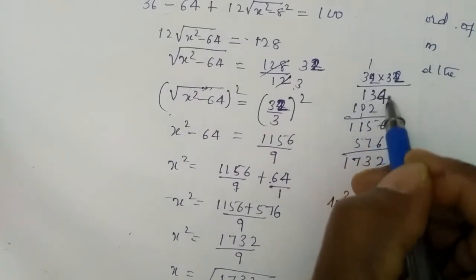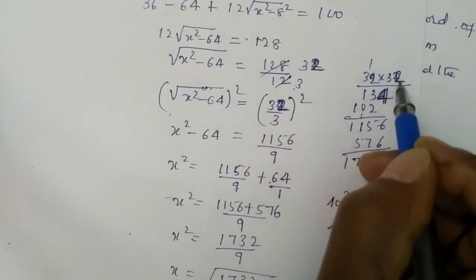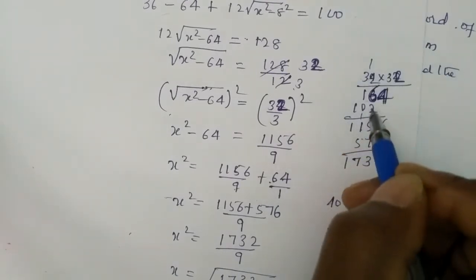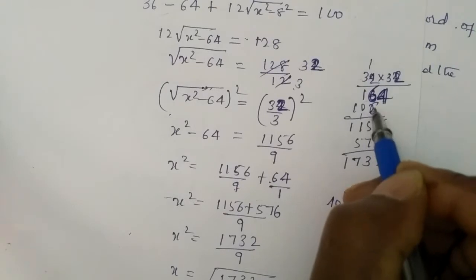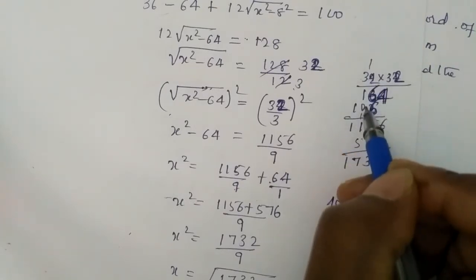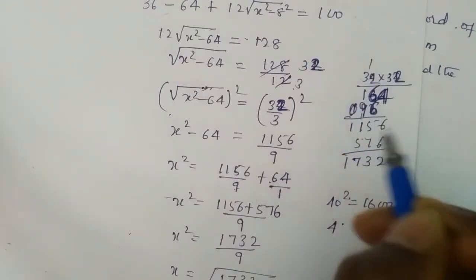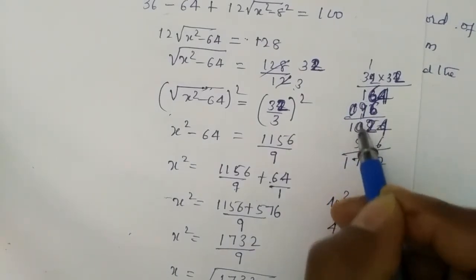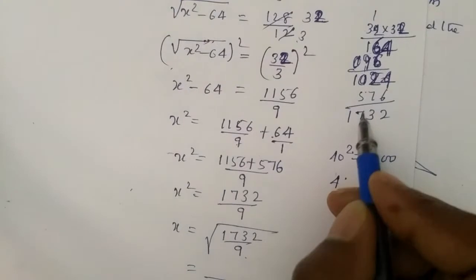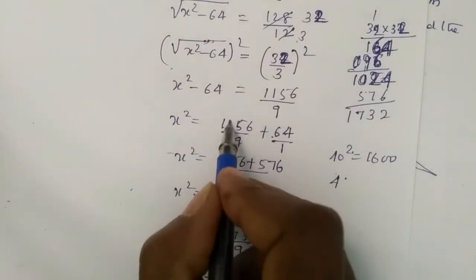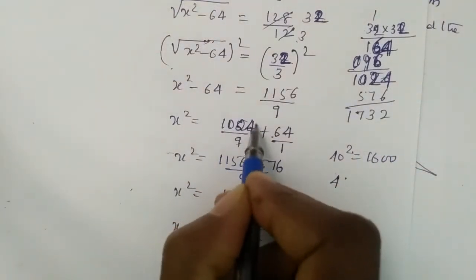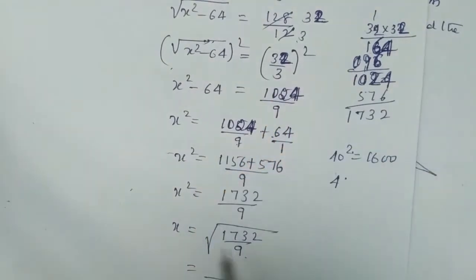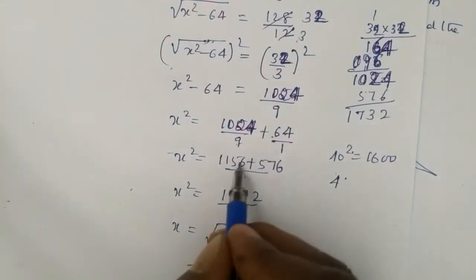So 2 2s are 4. 2 3s are 6. 3 2s are 6. 3 3s are 9. So we'll get 1024, student. 1024. This is not 1156. 1024.